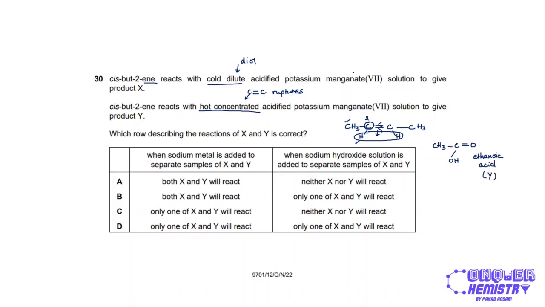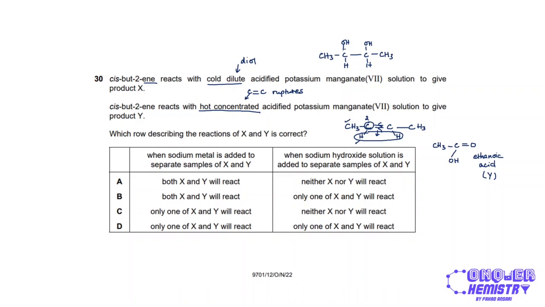And product X, the diol, is pretty simple enough to draw. We have CH3, CH. Each carbon atom in the double bond will have an OH bonded to it now. The double bond gets converted into a single bond. So we have this.